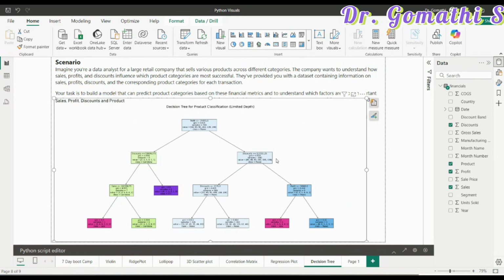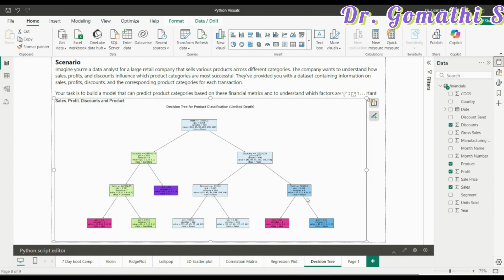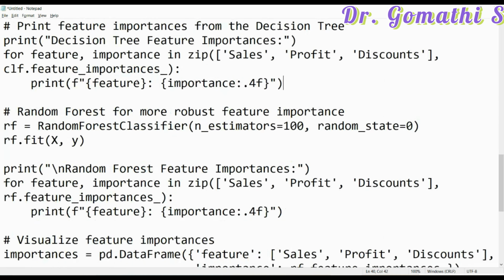So these are the features which you can see here. Discount, and what is the Gini index, what is the sample it took, and what is the class. Everything it is properly considering, so that is important here.